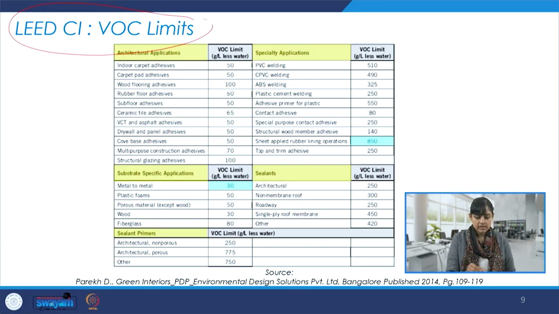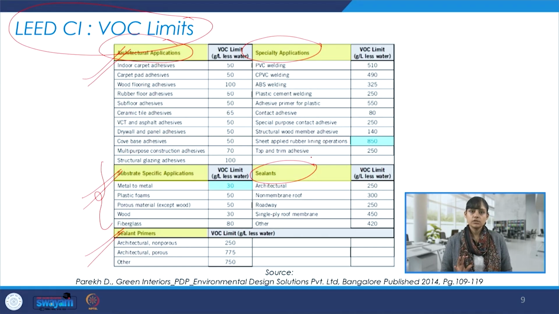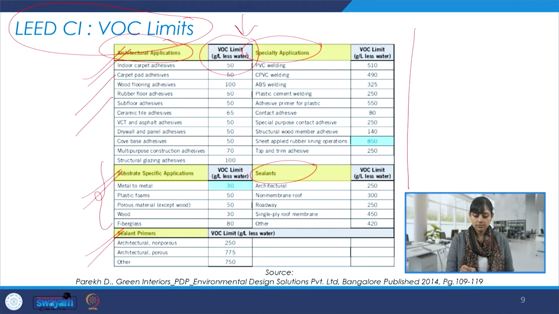So referring to the LEED CI, we can come across these VOC limits. If we look at different kinds of applications, whether it's architectural applications or some kind of specialty applications, whether they are substrate specific applications that you see here in this column and table, the sealant primers or sealants. For all of these applications, based on the category or the kind of classification that we see over here, the VOC limit has been calculated and it is already a standard practice, and there are prescribed units for that.